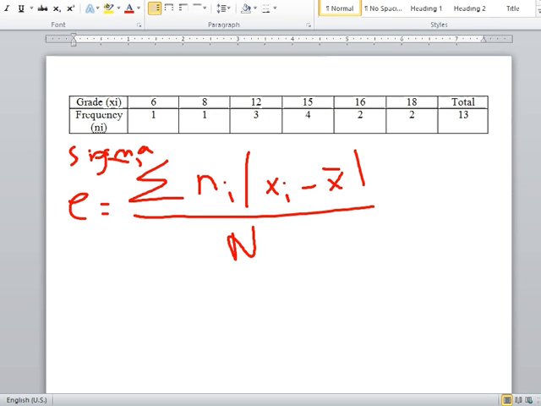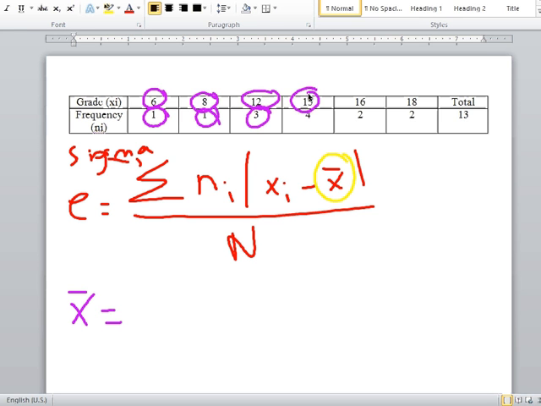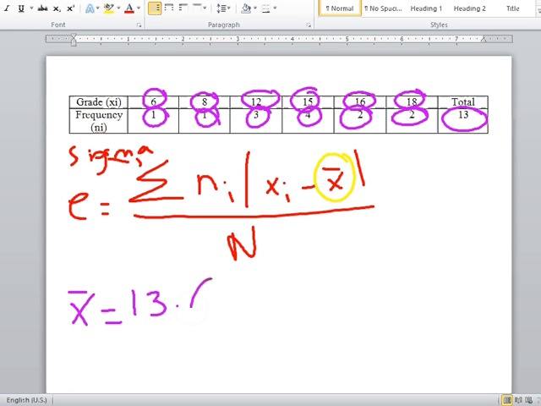Let's make it simpler. First of all, what you have to find is x bar, which means the average or the mean. You know that x bar is the sum of xi times ni divided by the total number. So it's 6 times 1 plus 8 times 1 plus 12 times 3 plus 15 times 4 plus 16 times 2 plus 18 times 2, divided by 13. You will get x bar equals 13.69.